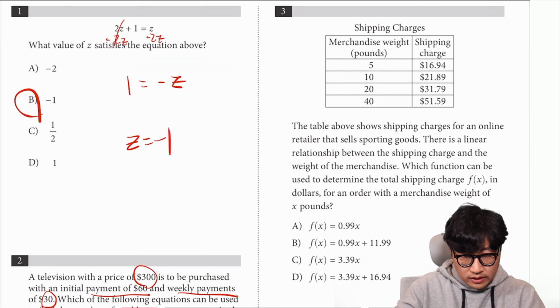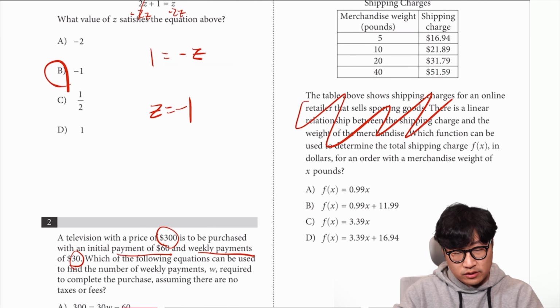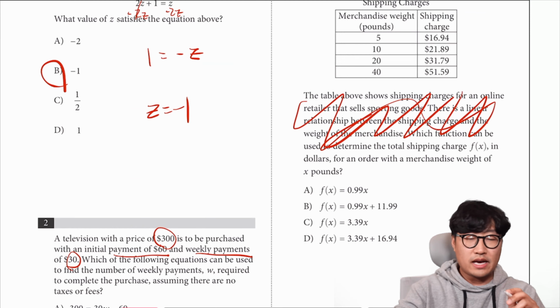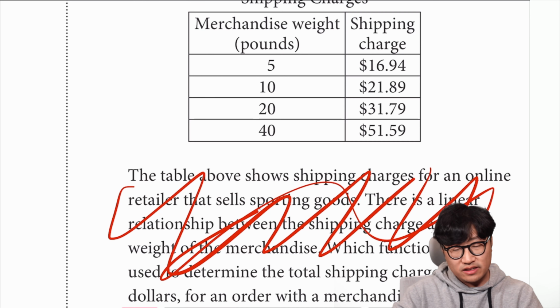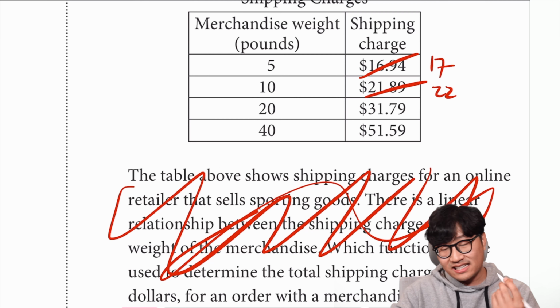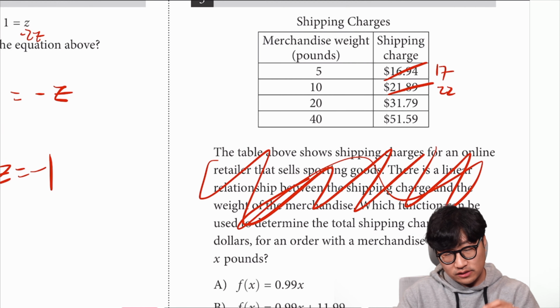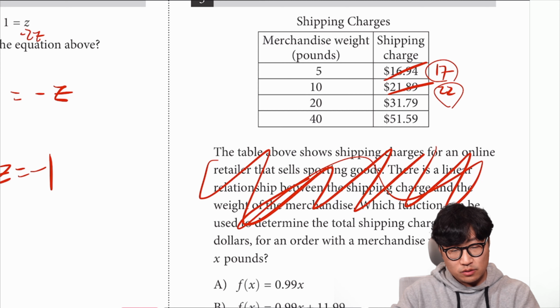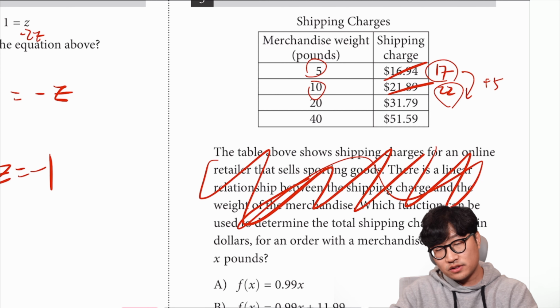All right, number 3. So we have this little table. Basically, you're just looking for the equation. If you look at the numbers in the table, they don't really look very nice. I'm just going to call that 17, call that 22. And that's enough because, honestly, I only need 2 points. So let's figure out the slope. 17 to 22, the rise is plus 5. 5 to 10, the run is also plus 5. So 5 over 5, the slope must be 1.